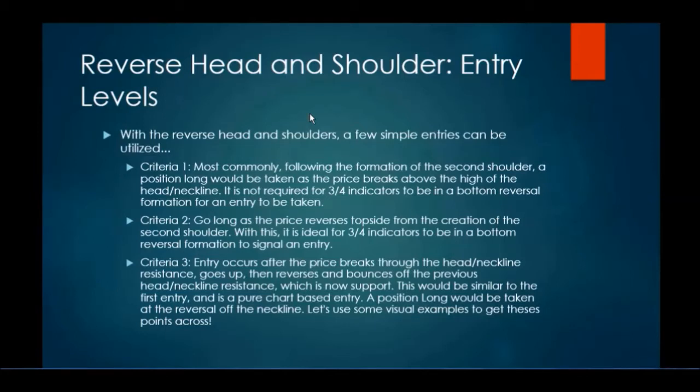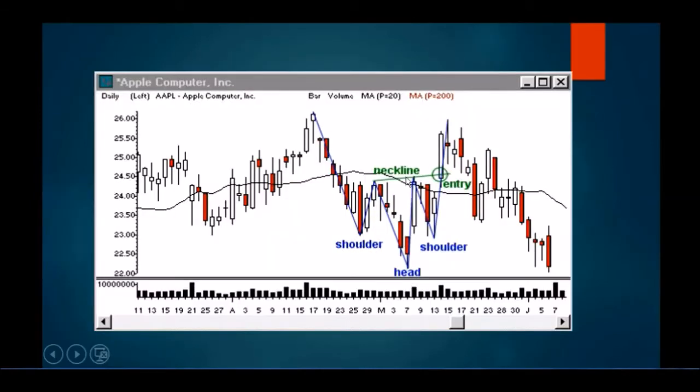All right, now this will make a lot more sense once we look at some basic examples here on the next few slides. So we have 3 entries. Let's look at a little chart and spot each of those entries first. Okay, so we have the shoulder formed, price goes up, the head forms, goes up, the other shoulder forms, and then we have our entry as we break above.